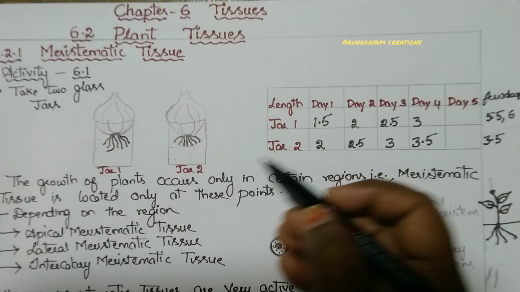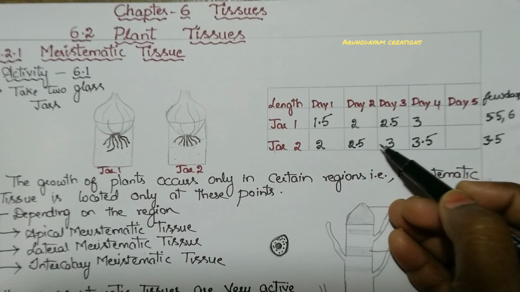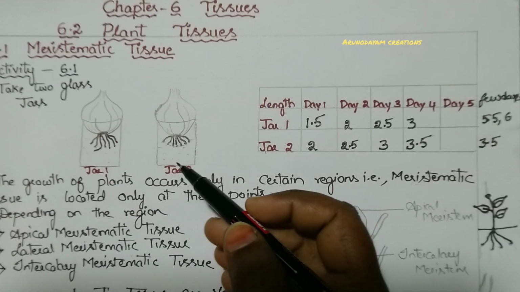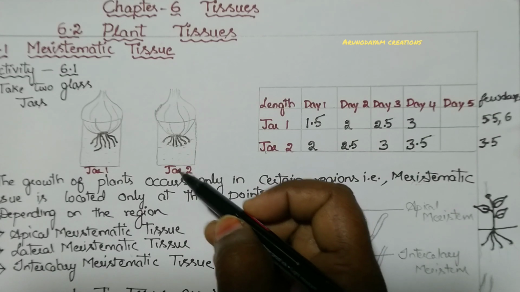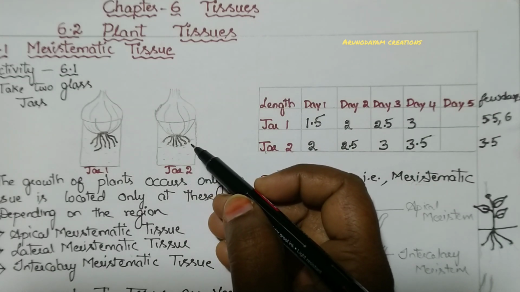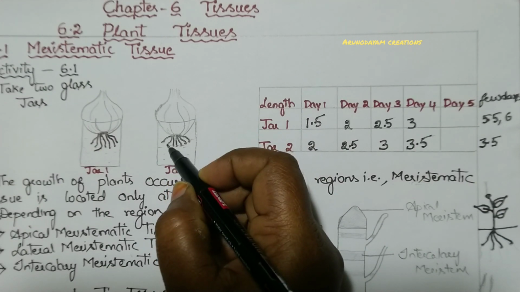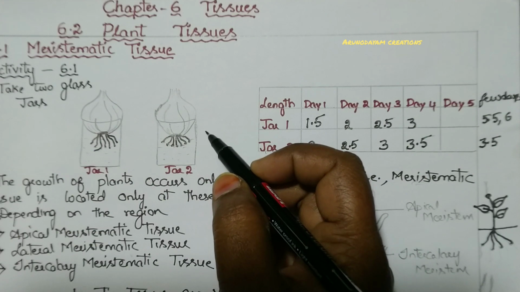In jar 2 also, first day the root hair is 2 centimeters in length, second day 2.5, 3, 3.5, like that. Okay, after 4 days we have to cut the tips of the root hairs of the onion bulb which is kept in jar 2. We have to take it out and cut the tips of these root hairs. Again we have to place the onion bulb onto jar 2.